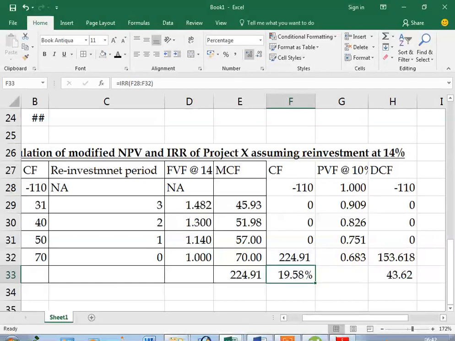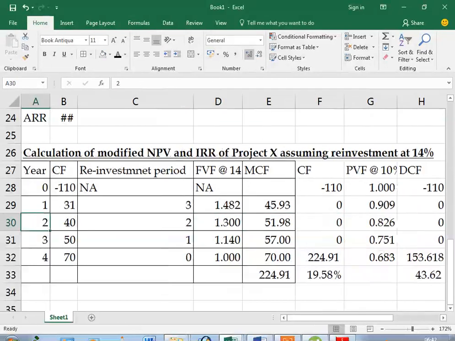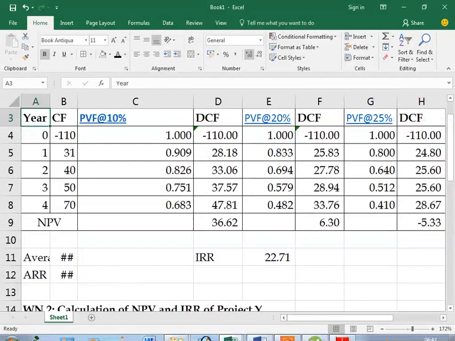Otherwise you will have to do one lower. We have got a positive NPV, so we will increase the rate. So in short, the problem is same. Modified NPV and IRR is nothing different. When we did part 1 of the question, you took 110, 31, 40, 50 and 70. Instead of taking those, take 110, 0, 0, 0 and 224. That's all. The question's cash flow alone undergoes a change.